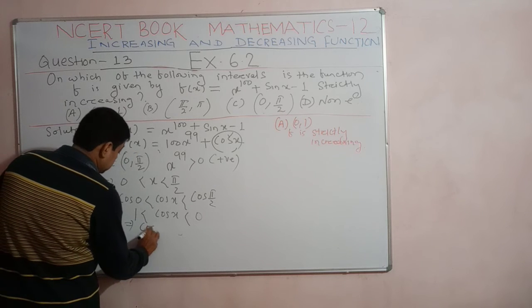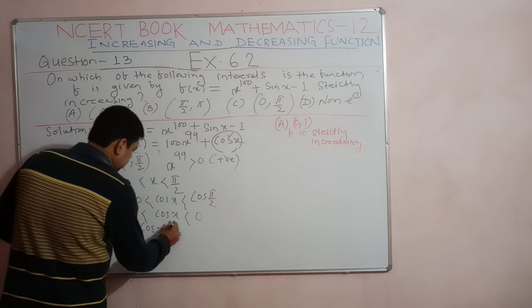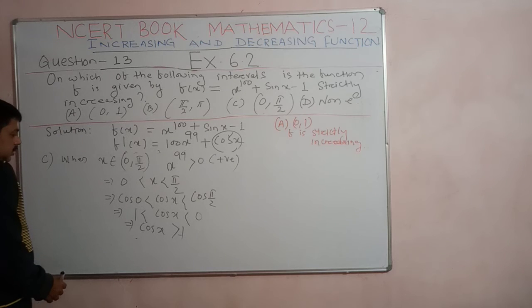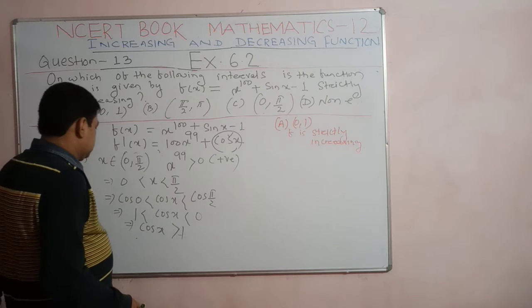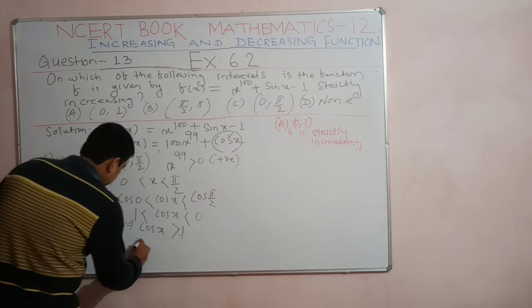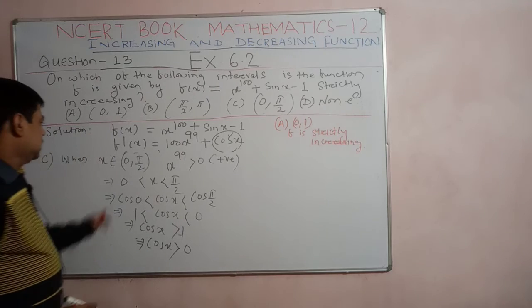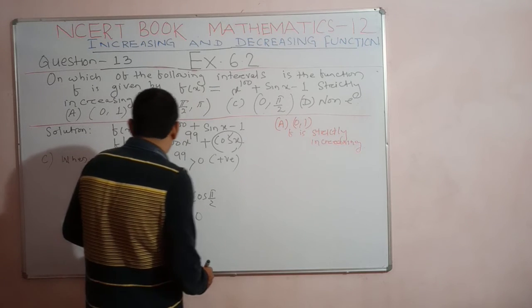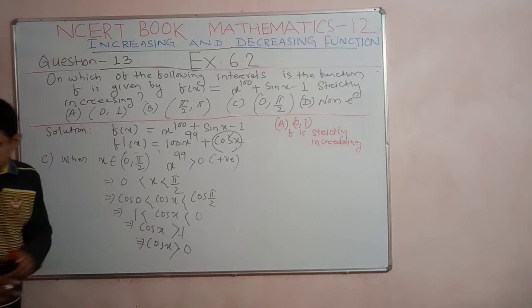So cos x is what? Here cos x is greater than 0, because in the interval 0 to pi by 2 cos x is positive. That implies cos x must be greater than 0, because in the interval 0 to pi by 2 cos x is positive, we know. Yes or no? Okay. Is there any confusion?